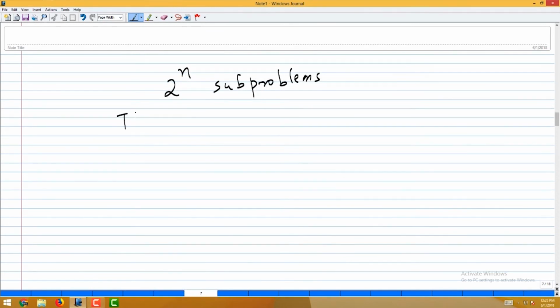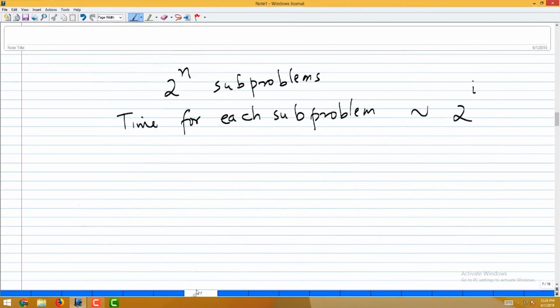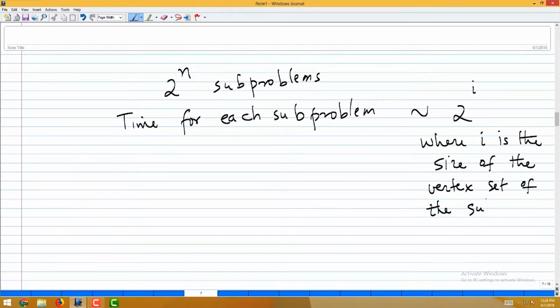So, the time for each subproblem is 2 power I, because I am running through all possible subsets and then I am just adding something. This is sitting in my table, this is not a recursive computation. You have to pull out, add these 2 numbers, and take the minimum. So, it is 2 power I where I is the size of the vertex set. If I upper bound it by 2 power n, then this gives you something like 4 power n.